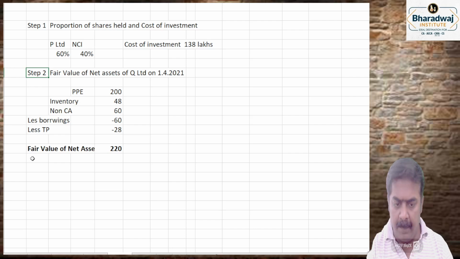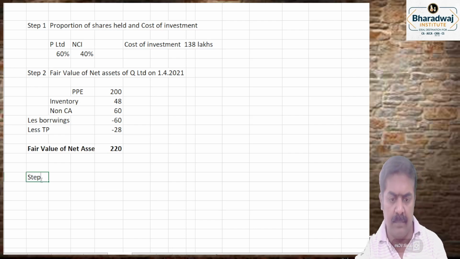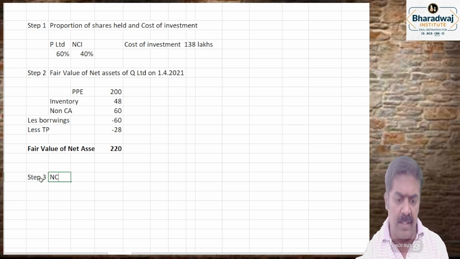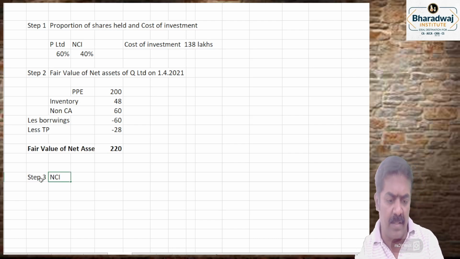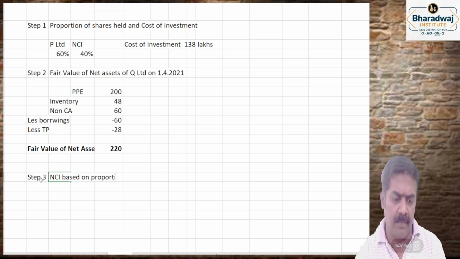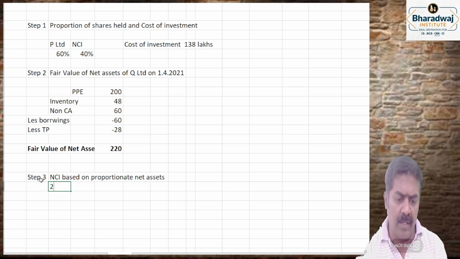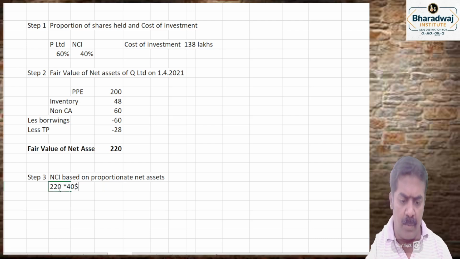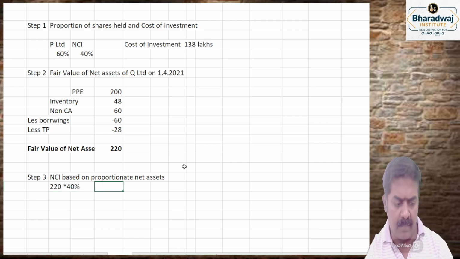What is step 3? NCI can be valued based on proportionate net assets. 220 into the percentage, 40%. 220 into 40%, how much will it be? 88.